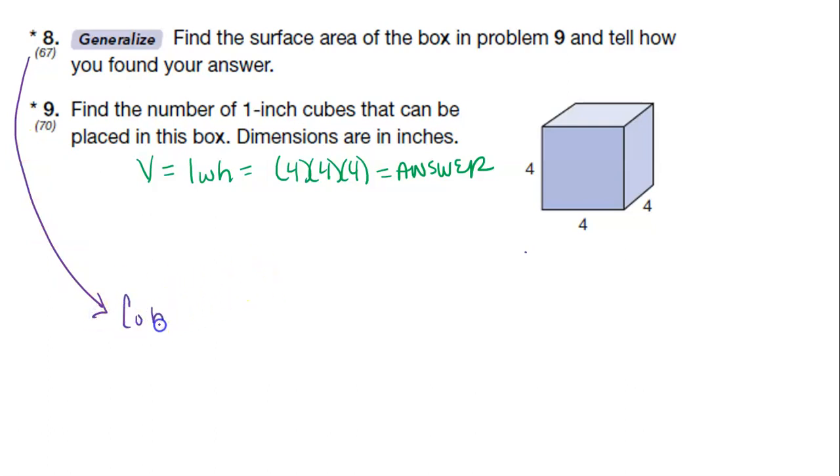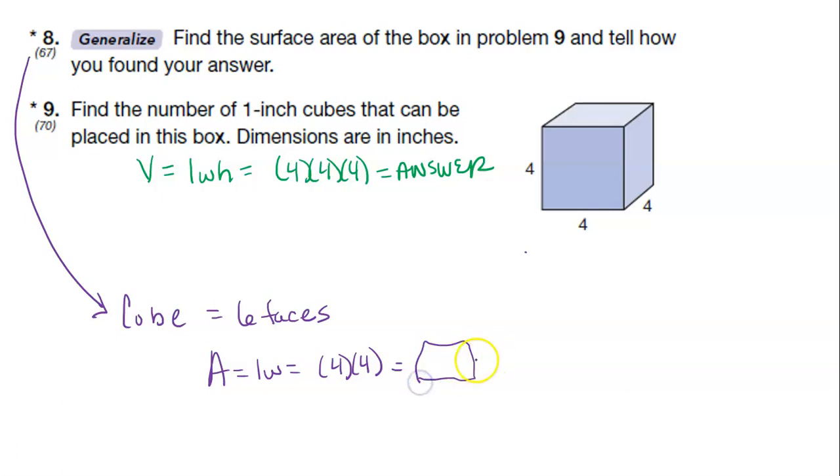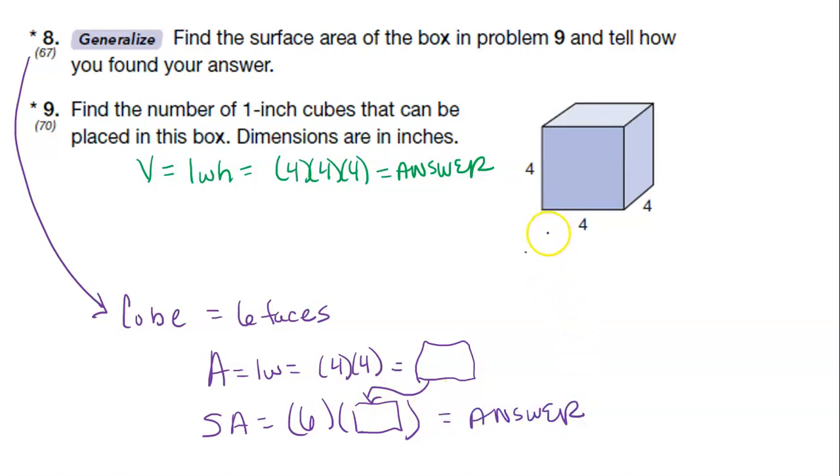So a cube has 6 faces, and the area of one face is length times width, which is 4 times 4. Okay, so that's the area of one face. Once you find the area of one face, to find the surface area, you're going to multiply by 6. So whatever you get here, you'll plug in here, and this will give you your answer. Okay, keep in mind this is length, this is height, this is width.